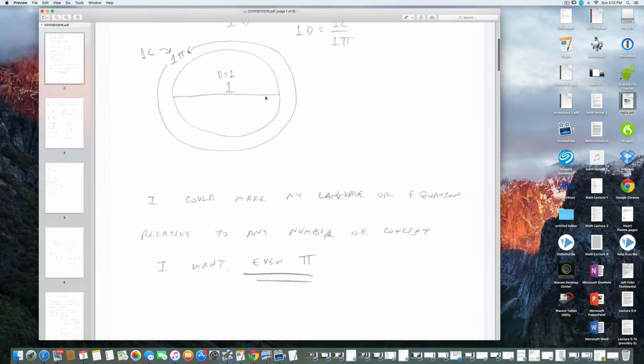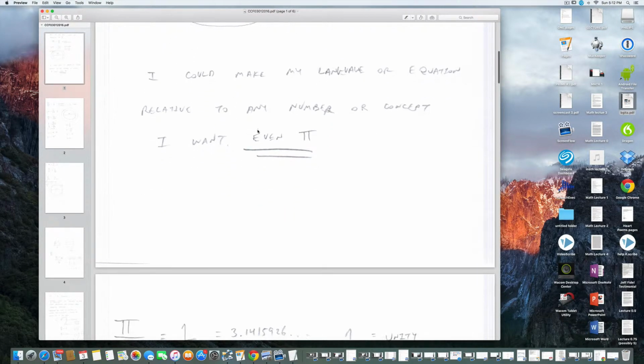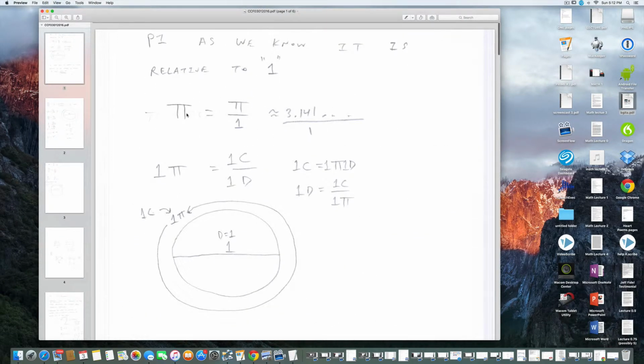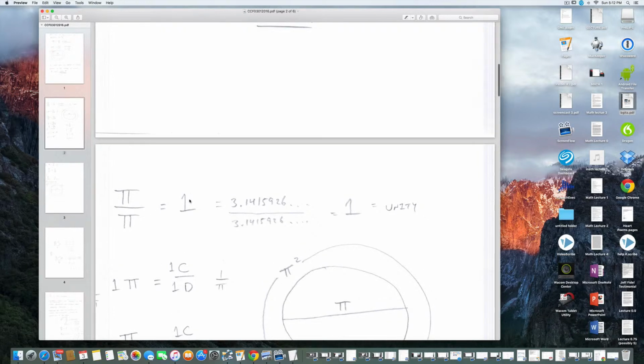Again, is this a circle? I still think it is, even though it's a little wavy. I tried my best, but I still call it a circle. So let's look at pi. As I said, when we talk about pi, we mean pi relative to 1. Well, how about pi relative to pi? Pi relative to pi is equal to 1, because that's our definition of 1, complete unity. We've defined 1 as unity.